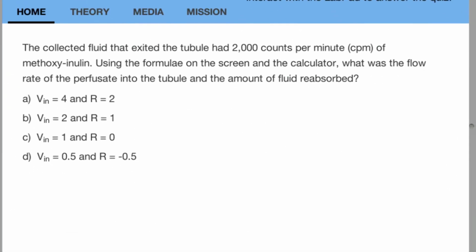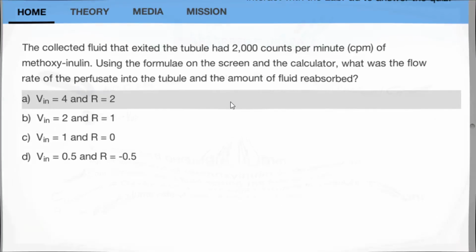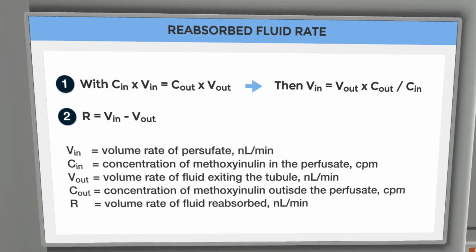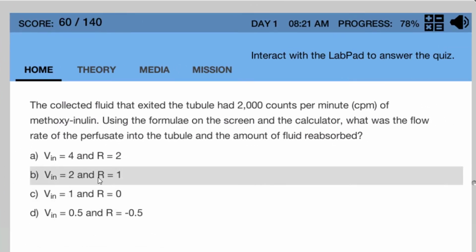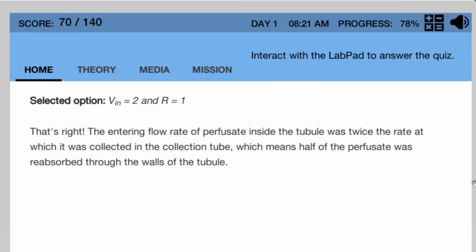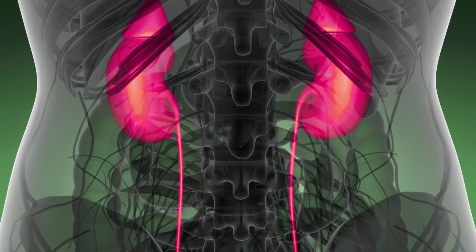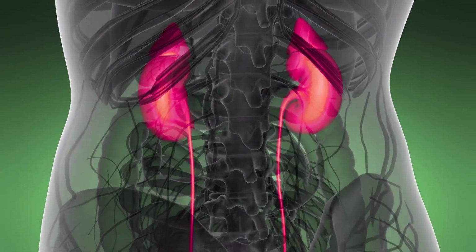The collected fluid that exited the tubule had 2000 counts per minute of methoxyinulin. Using the formulae on the screen and the calculator, what was the flow rate of the perfusate into the tubule and the amount of fluid reabsorbed? That's right. The entering flow rate of perfusate inside the tubule was twice the rate at which it was collected in the collection tube, which means half of the perfusate was reabsorbed through the walls of the tubule.